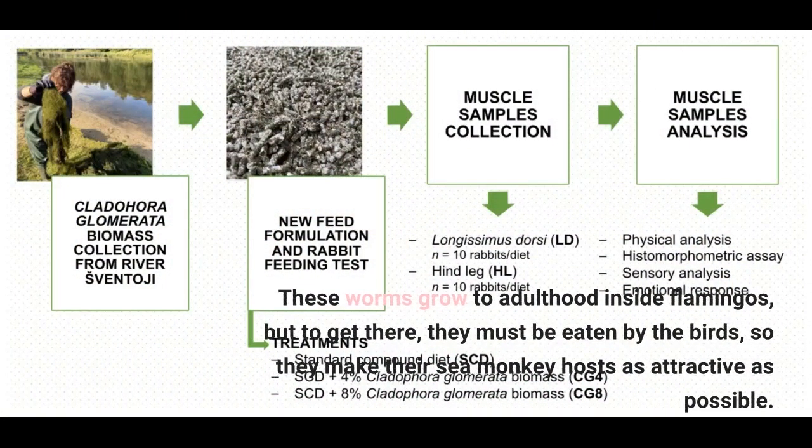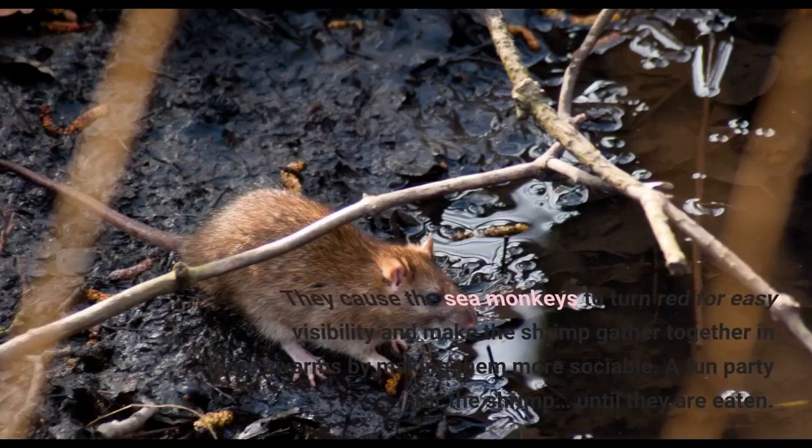These worms grow to adulthood inside flamingos, but to get there, they must be eaten by the birds, so they make their sea monkey hosts as attractive as possible. They cause the sea monkeys to turn red for easy visibility and make the shrimp gather together in large swarms by making them more sociable. A fun party for the shrimp until they are eaten.